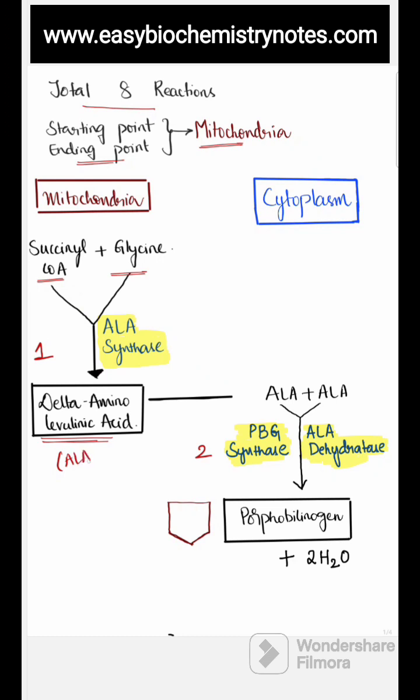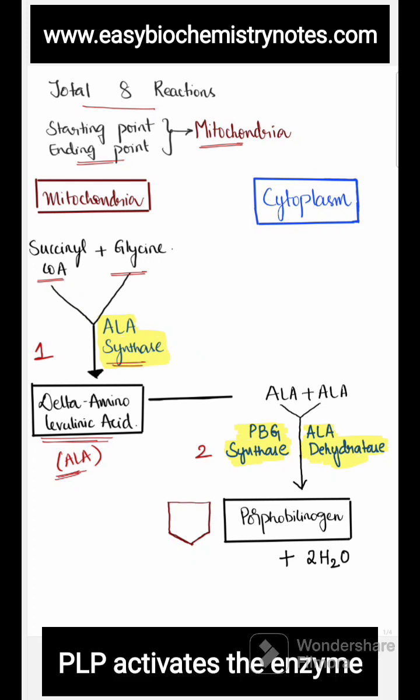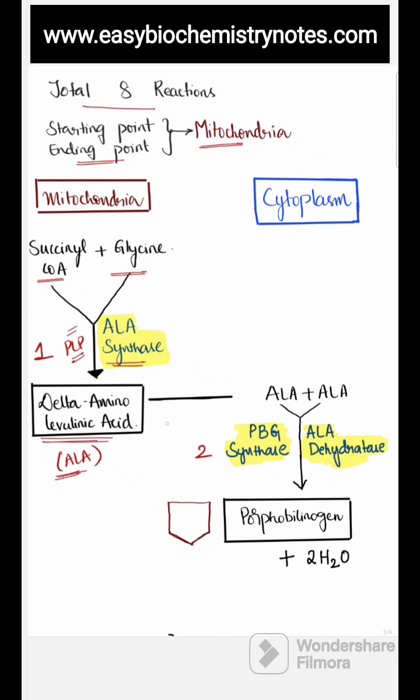named as ALA. Because delta amino levulinic acid is being synthesized, the enzyme is ALA synthase. Now for this ALA synthase, pyridoxal phosphate acts as a coenzyme. Now this delta amino levulinic acid enters cytoplasm. In cytoplasm, 2 molecules of ALA combine together to form one porphobilinogen. So this porphobilinogen is one pyrrole ring.